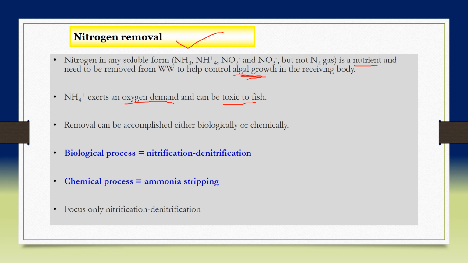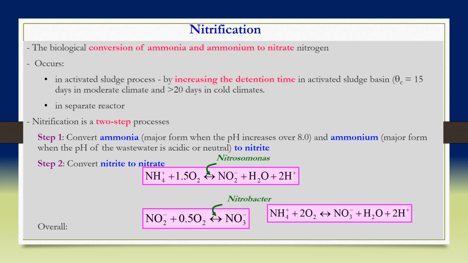Okay, so removal can be accomplished by either biological or chemically. So kalau biological process namanya adalah nitrification, denitrification. Chemical process adalah ammonia stripping. So for this chapter we'll only cover on the biological process. Nitrification is the conversion of ammonia and ammonium to nitrate nitrogen. So dia akan jadi nitrate nitrogen.